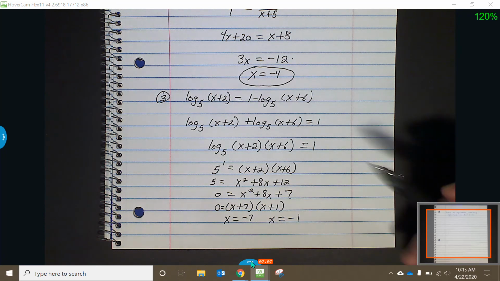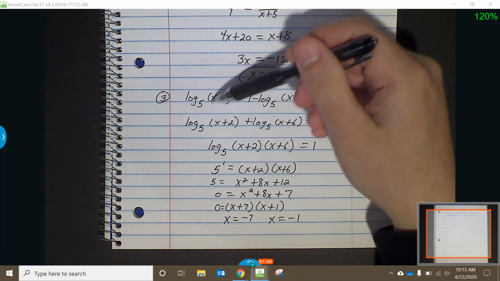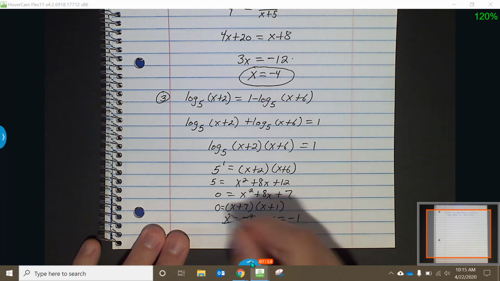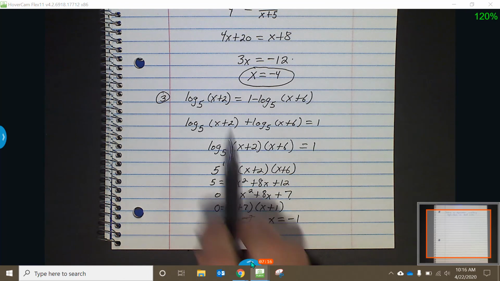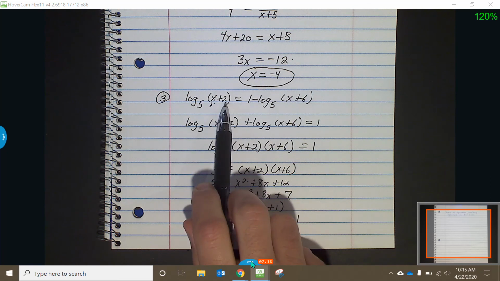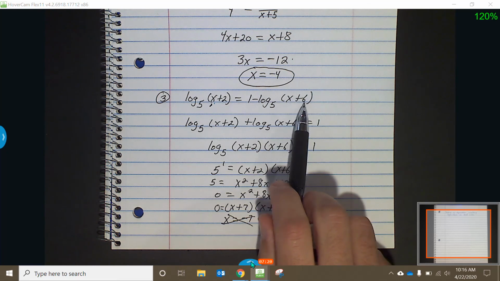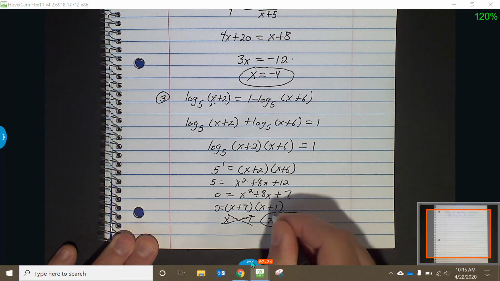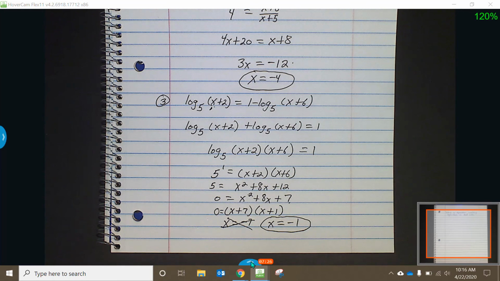Now plug back in the original. If I plug in negative 7 plus 2, that's a negative, no good. So that one doesn't count. If I plug in negative 1 plus 2, positive. Negative 1 plus 6, positive, that's good. So x equals negative 1 is our only answer to this problem. So that concludes the second part of this lesson.